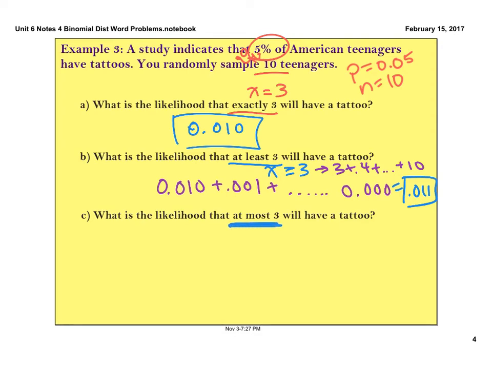And then what is the likelihood that at most 3 will have a tattoo? At most. So that means I want x is less than or equal to 3. I'm still including the 3 here. Since I'm still including the 3, I can't do 1 minus. So be careful with that because I'm still including part of what's in part B. So now I'm still in the same box, n equals 10. My probability is 0.05. That's the second column over. And then I want at most 3. So I want 0 plus 1 plus 2 plus 3.